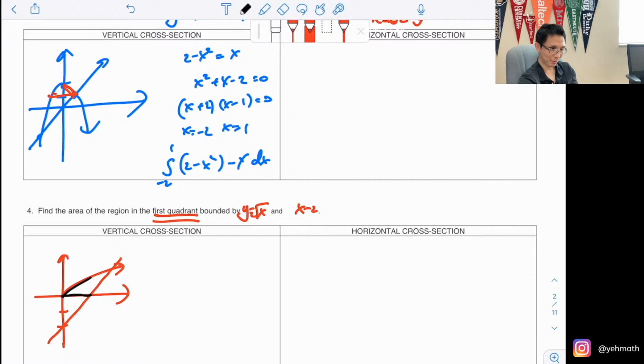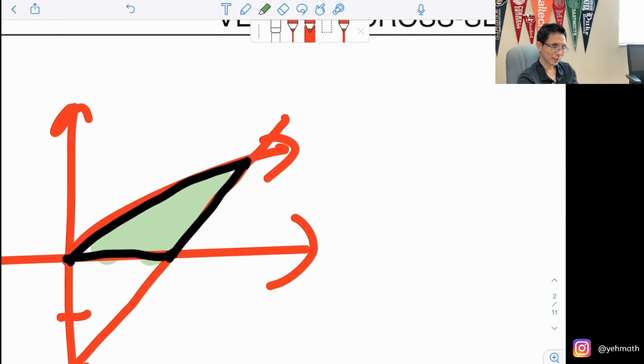So it's this region. And I'm going to shade it for you with a nice color. What's that, lime green, or what do you call it? I don't know. Anyway, it's this color.